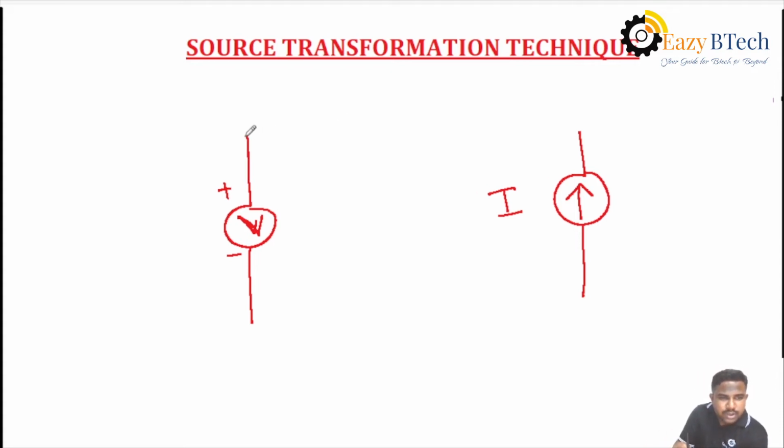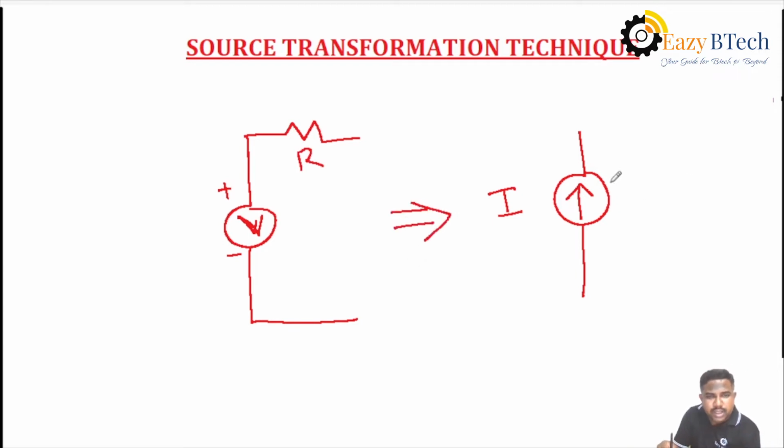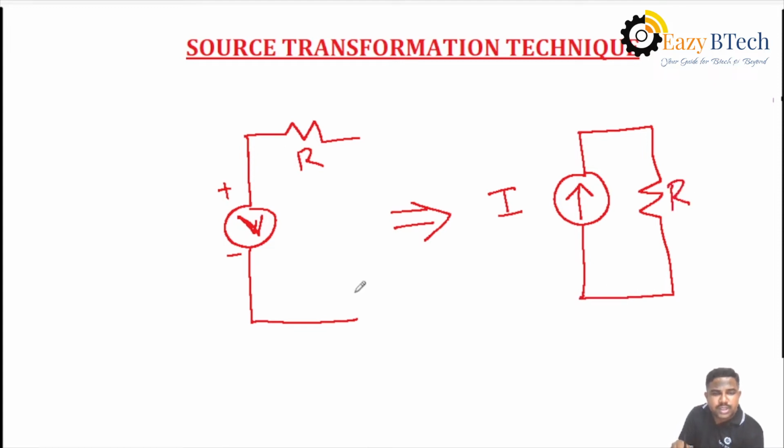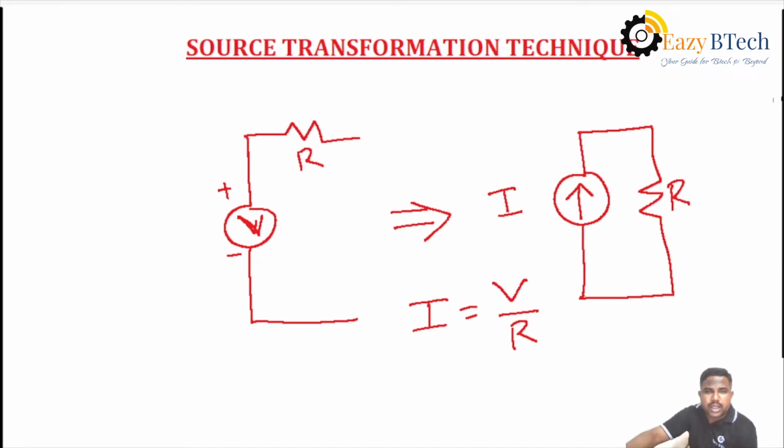For example, if in the given problem a voltage source is given in series with a resistance, then that voltage source we can transform into a current source. Then that same resistance R will be connected across the current source. Here we can find out the value of the current source. We know the value of voltage, then according to Ohm's law, V equals IR, we have to find out the value of the current source from I equals V by R. Then the given voltage source can be transformed into a current source.